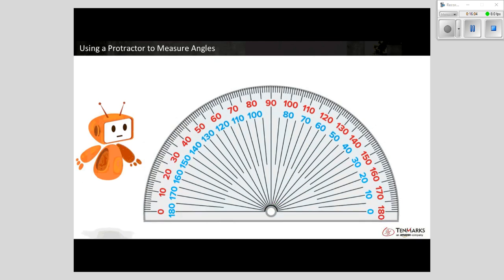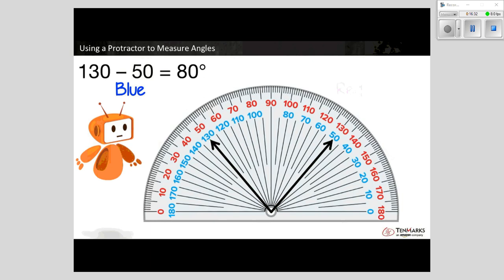Sometimes neither arm points to zero. For example, look at this angle. Both numbers we look at need to be the same color. Let's look at the blue set. One arrow points to 50 degrees, and the other points at 130. Because neither arm of the angle points to zero, we can do 130 minus 50, which is equal to 80. It is 80 degrees from one end of the angle to the other.